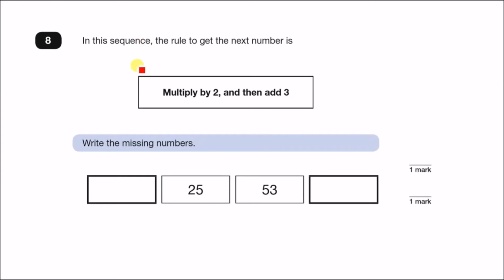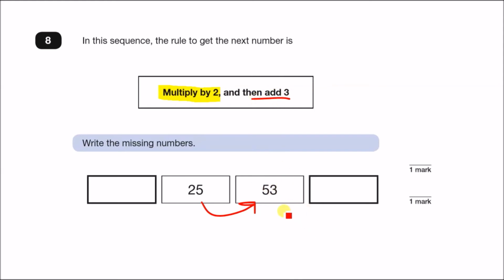Question 8. So in this sequence, the rule to get the next number is by multiplying by 2, then adding 3. So write the missing numbers. Okay, so let's forget the first term for a second. How do we go from 25 to 53? Well, according to the rule, they multiplied it by 2 first to get 50. So 25 times 2 is 50.